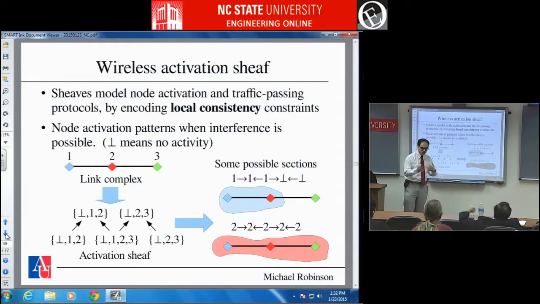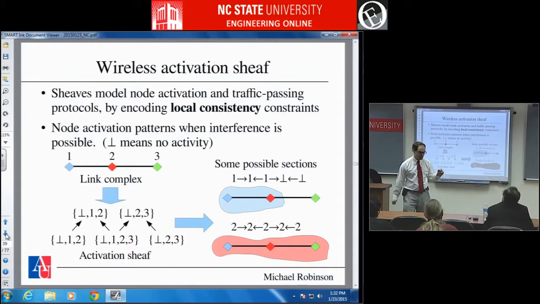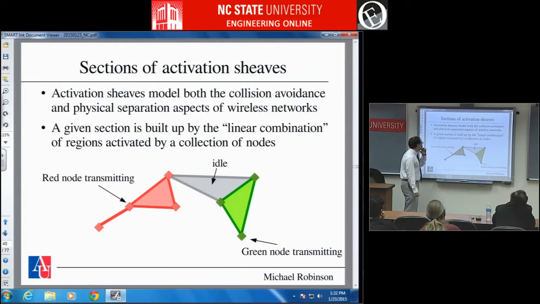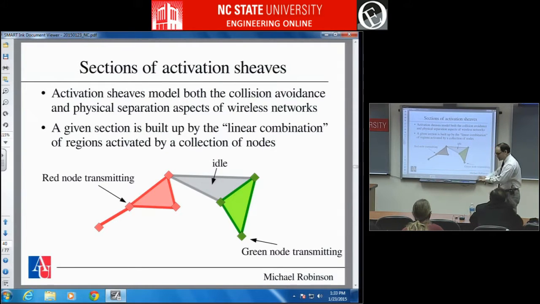Now you can ask, all right, do I have to go search through all of these possible combinatorial objects to understand what the traffic looks like? Well, one thing that happens when you start looking at the activation patterns, looking at the global sections, is that they're actually kind of separate, which makes sense. If you look at the activity of a wireless network, there are some dead zones when various nodes are talking, assuming the protocol is being followed.